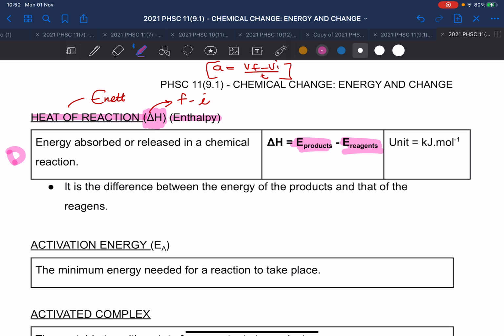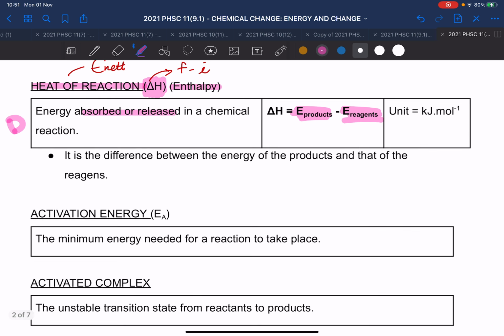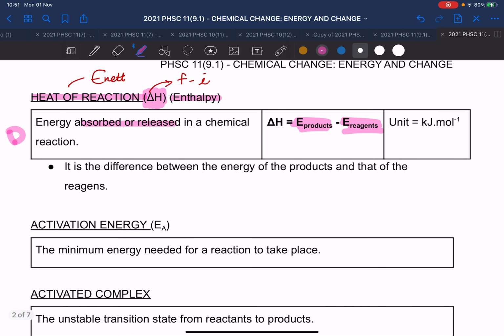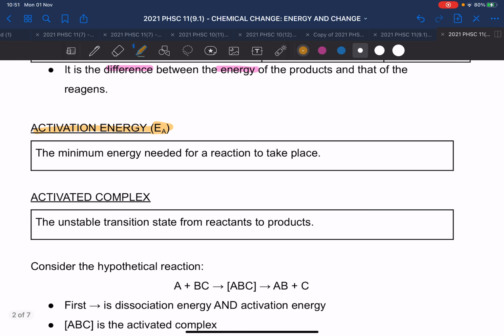And the definition for that is the energy that is absorbed or released in a chemical reaction. So what is it basically? It's just a difference in the energy of the products and the reagents. Do we have more energy or do we give more off? Then the next definition there is the activation energy. The symbol for that is EA. The definition is the minimum energy needed for a reaction to take place.